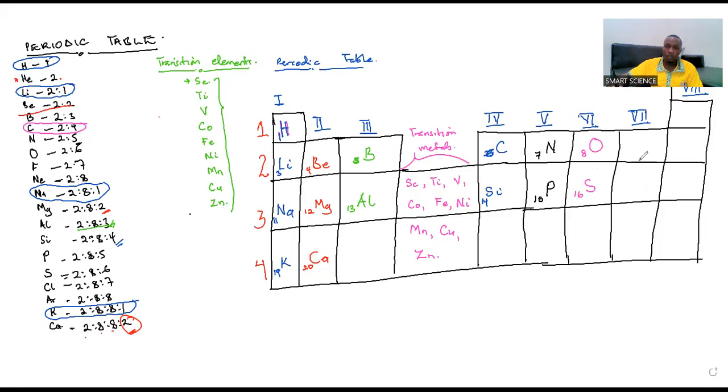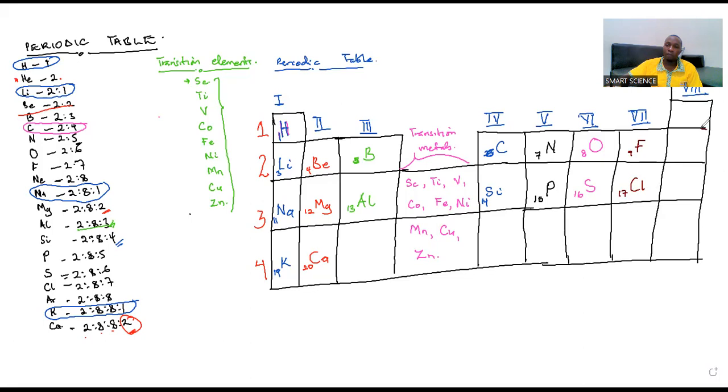Group 7, we shall meet elements like fluorine, atomic number is 9. We shall meet chlorine, atomic number is 17. There are other elements which we don't put much emphasis on writing the electronic configurations. For example, iodine, bromine, among others.